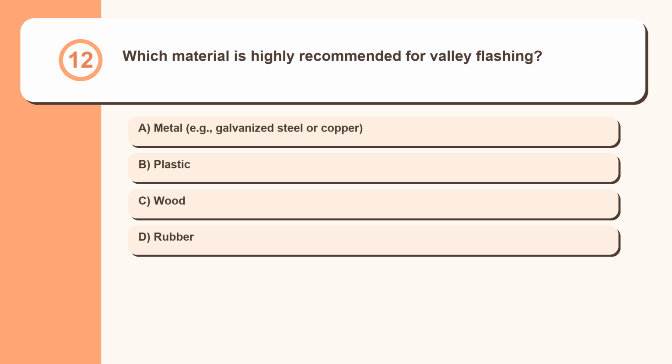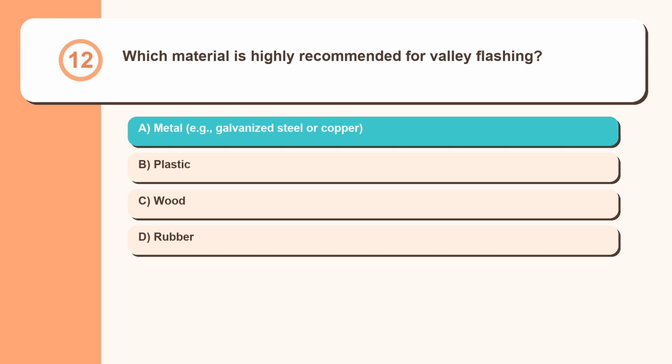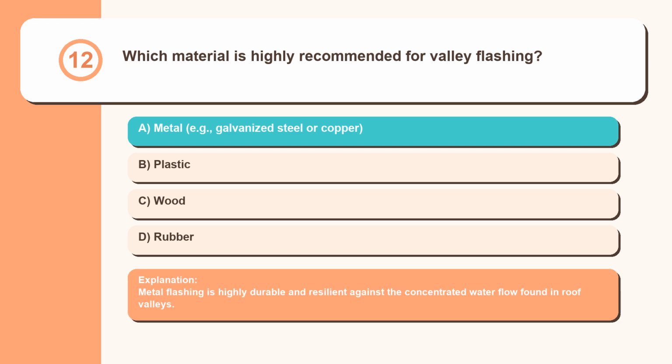Question 12. Which material is highly recommended for valley flashing? Metal, for example galvanized steel or copper, plastic, wood, rubber. Metal flashing is highly durable and resilient against the concentrated water flow found in roof valleys.